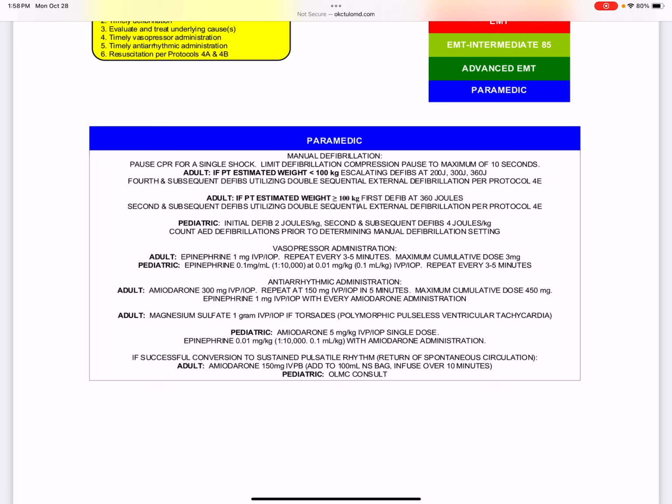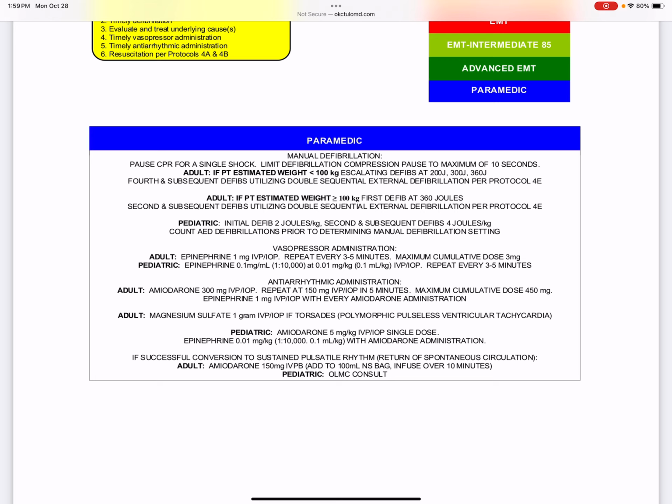For torsades, our medication is going to be magnesium sulfate, and that is 1 gram IV IO push. And if you don't know what torsades is, we can show you what torsades looks like. It's a polymorphic pulseless ventricular tachycardia. So for ventricular fibrillation or pulseless VTAC, we're going to go amio followed by epi. For torsades, we're going to go mag sulfate.